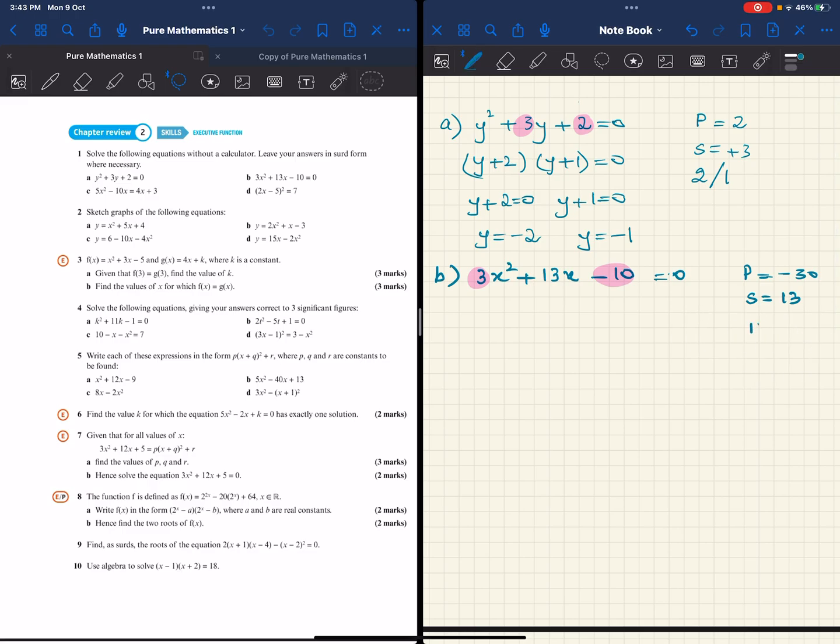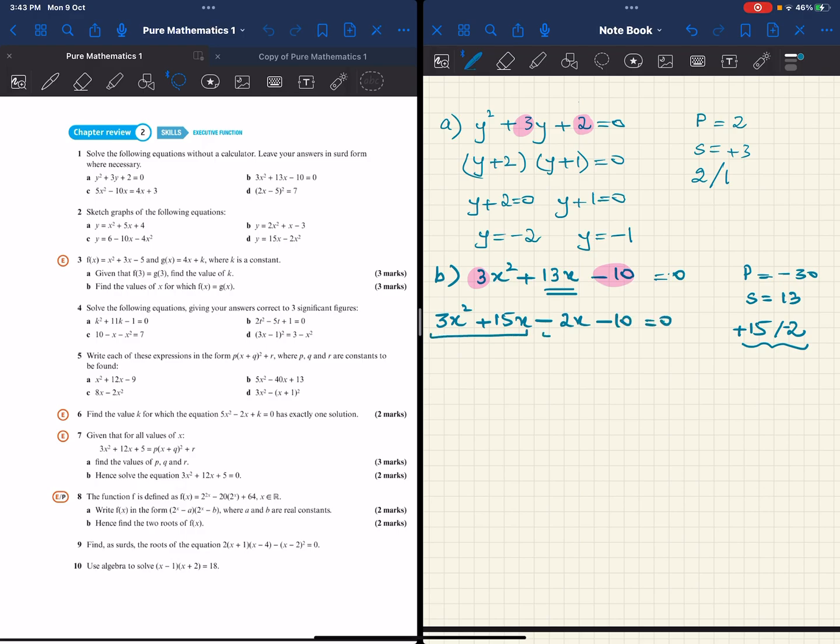So 15 and 2, one number is negative, one is positive. The bigger number is positive. Now we can split the middle term. 13x, we can rewrite it as 15x minus 2x. So we have 3x squared plus 15x minus 2x minus 10 is equal to 0.